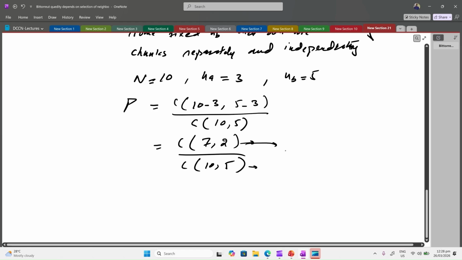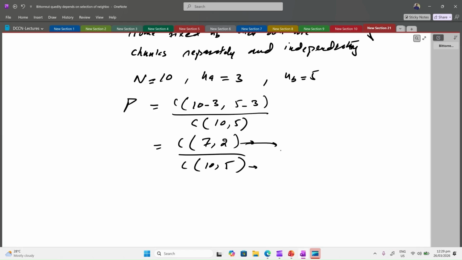Can I calculate the value of this combination notation? Answer is yes. How? Remember this formula? How to solve a combination notation using a factorial? So I will just put the values here, right?